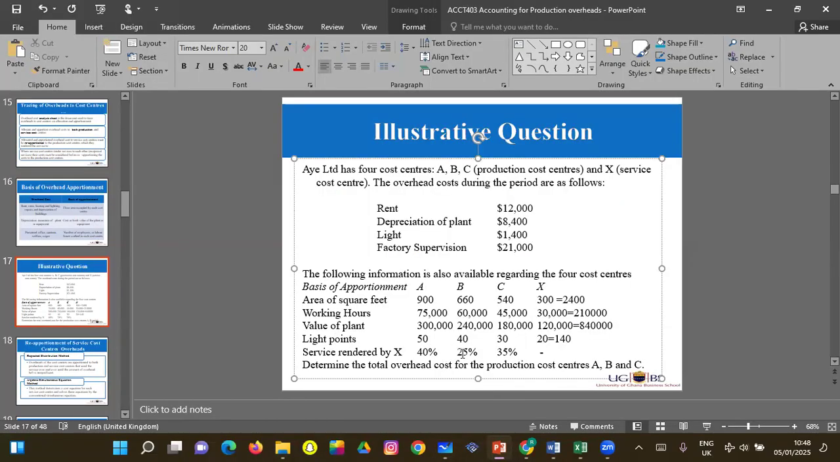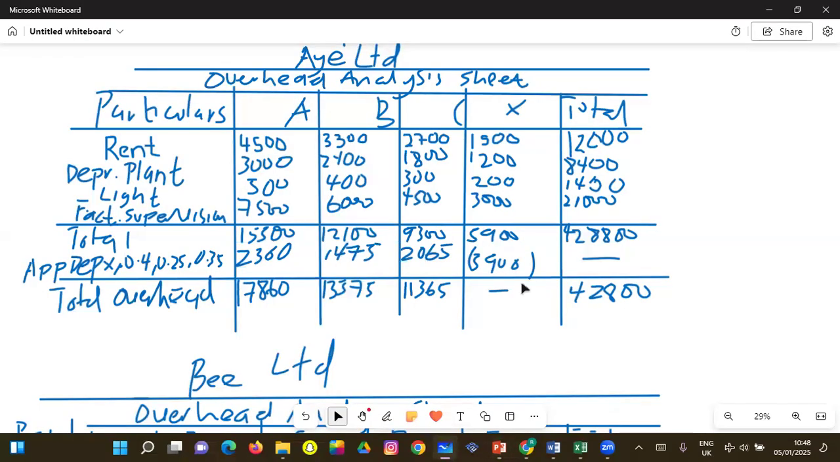We are going to share it among production departments A, B, and C on the basis of 40%, 25%, and 35%. The first one is 40% of 5,900, which gives us this. Then 25% of 5,900 gives us this. And then 35% of 5,900 gives us this. We put the one that we are apportioning in brackets, which means we are sharing it. It is negative; we are subtracting it. So this is what we get as the total overhead for production departments A, B, and then C. In case you don't understand anything, you can put it in the comment section and I'll come and explain further.